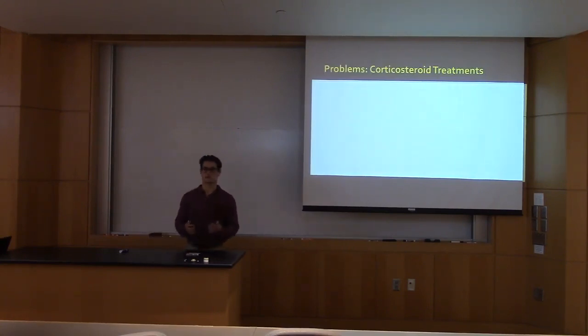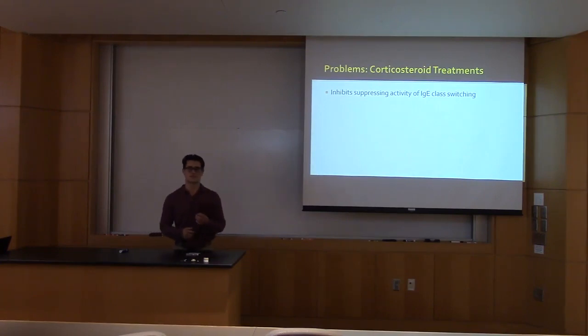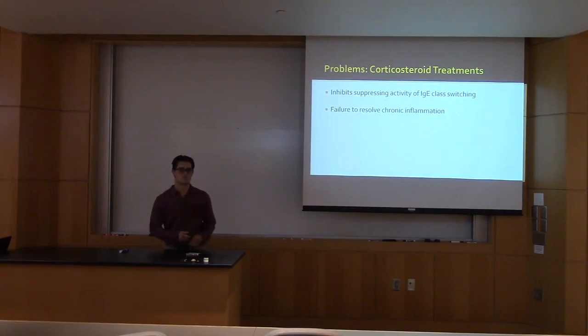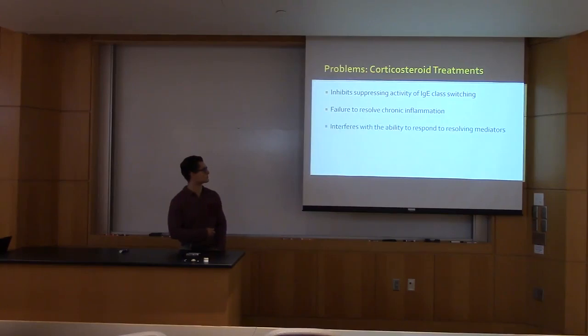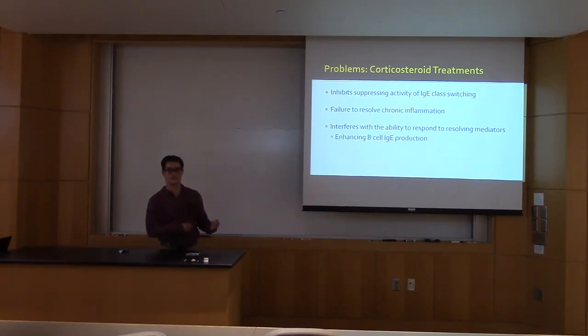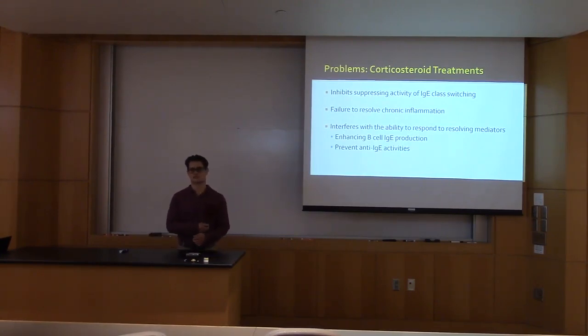So the problems with corticosteroid treatments: it inhibits suppressing activities of IgE class switching, which leads to the failure to resolve chronic inflammation. With this also being a problem, it interferes with the ability to respond to those resolving mediators, or those SPMs, through the enhancement of B-cell IgE production, as well as preventing those IgE anti-activities of those SPMs, or those resolvins.